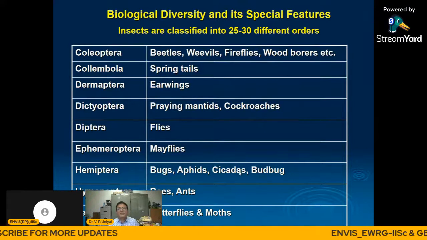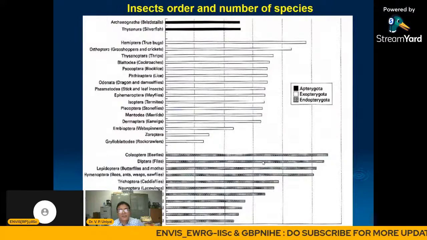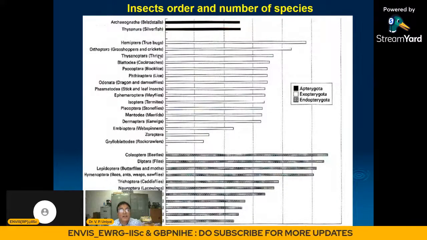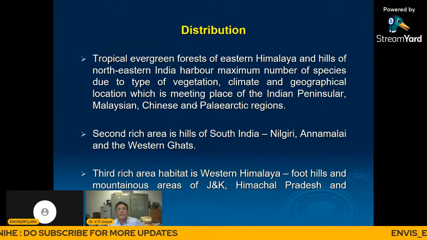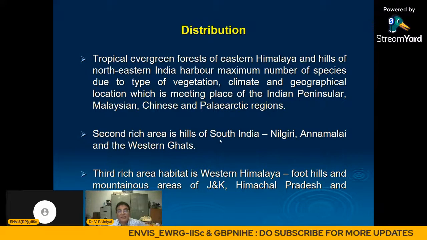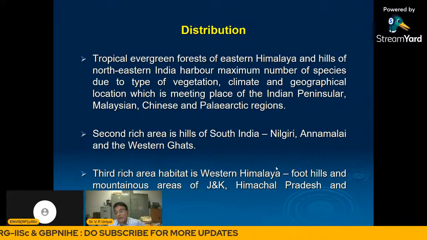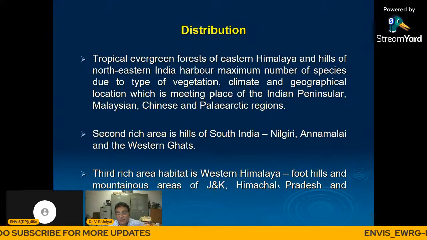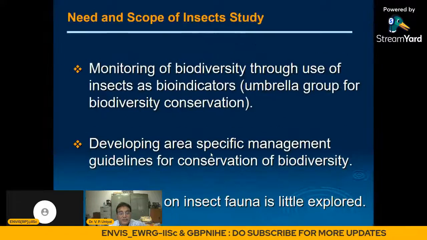This is a biological diversity with special features; insects are classified into 20 to 30 different orders, and this also is the number of species. The largest one is Coleoptera, then Hemiptera and Thysanoptera, different groups here. Whether you are going to study the distribution of insects in the Indian Peninsula region, Malaysia, China, or Pelagic regions, the second area is South India, Nilgiri and Western Ghats, and in the Himalayas, the Western Himalayas, generally in the mountains of Jammu and Kashmir, Himachal Pradesh, and Uttarakhand, we have been studying and observing insect diversity as indicators for more than 2-3 decades.